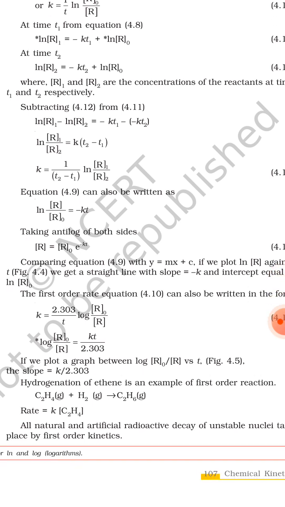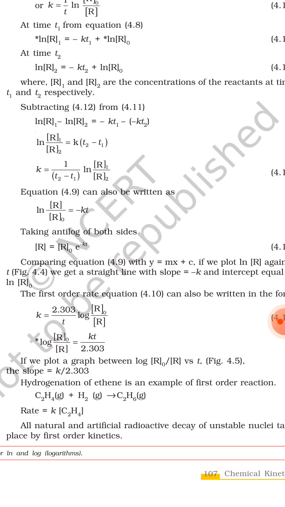Then afterwards it is a log, ln. So after the log it will become ln R1 upon R2 equal to k (T2 minus T1). Why? Because minus minus becomes plus. So ln R1 upon R2 is equal to k (T2 minus T1).